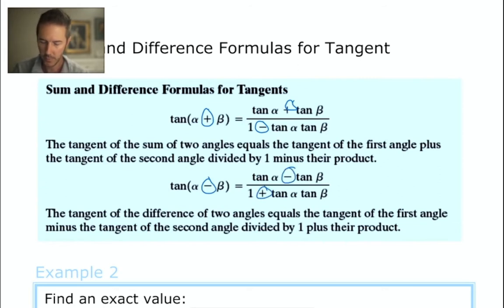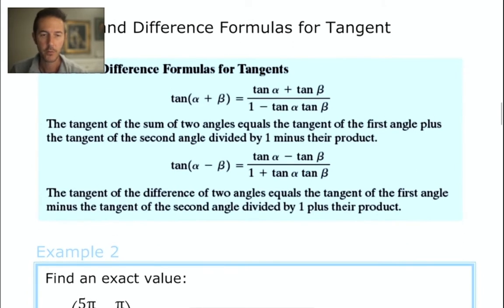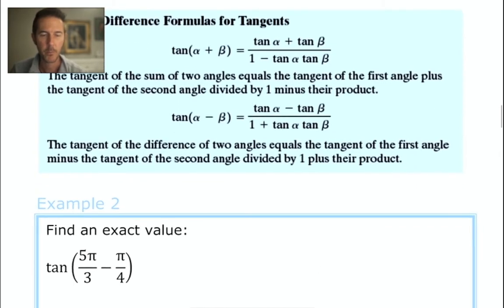Good news is also on the right-hand side of this equation, it's tan alpha and tan beta, and tan alpha and tan beta. That's only two evaluations of functions that you have to do. In those previous sum or difference formulas with sine and cosine, you had to evaluate 4 different functions on the right-hand side every time. So this is a little bit less work, which is great.